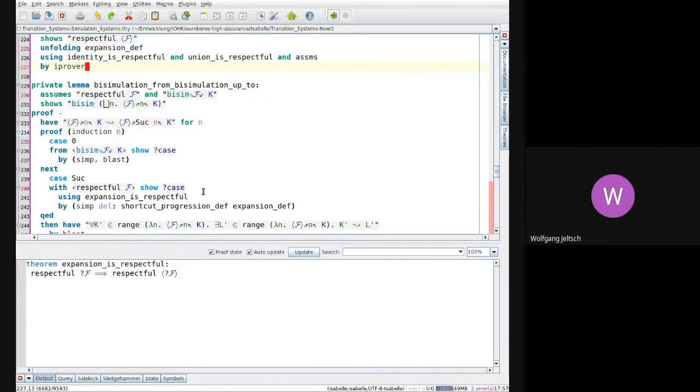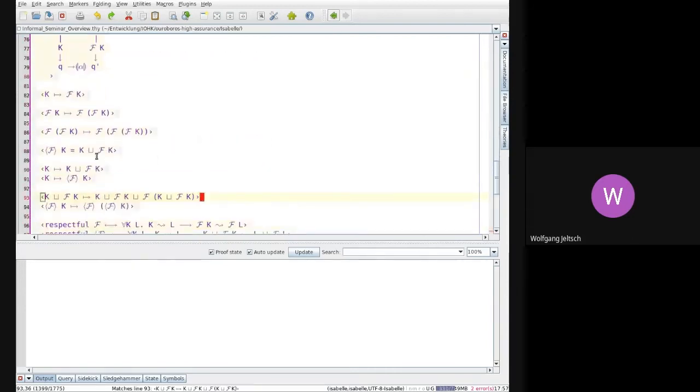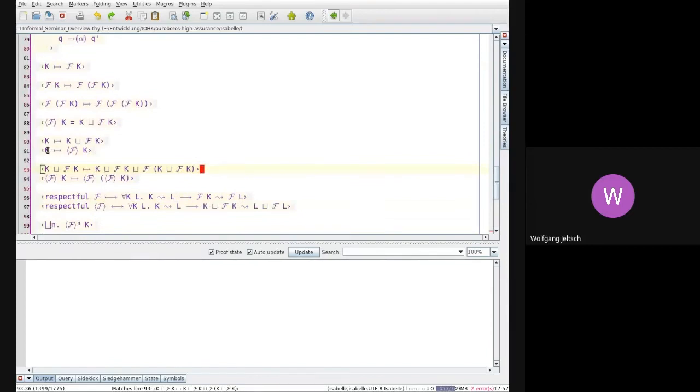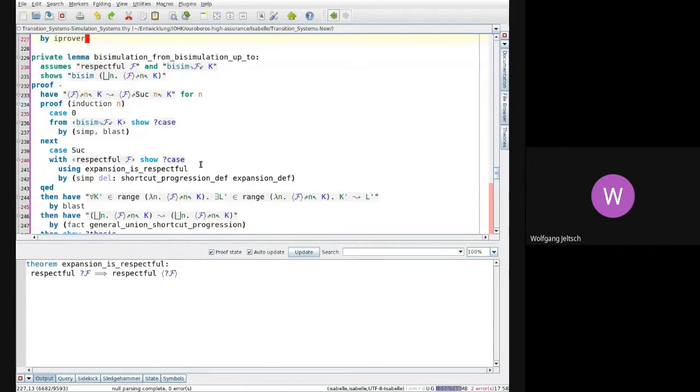Why does it use induction? Of course it uses induction. This is just the first thing it needs to do. This is the thing that we said, okay, k bilaterally progresses to expansion of f of k, and then we apply this respectfulness of the expansion, which follows from the respectfulness of f, and get to this. And of course, for the next step, we have to apply it again, so that we get expansion of f applied twice to k, then expansion of f applied thrice to k, and so on and so forth. And this we prove by induction, of course. So it really is basically what I have explained.